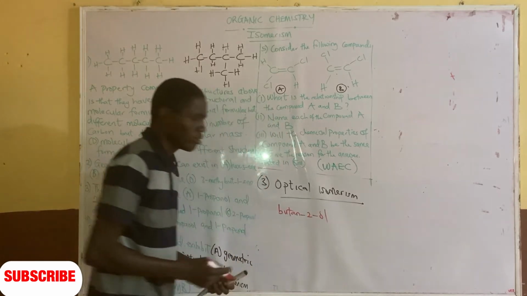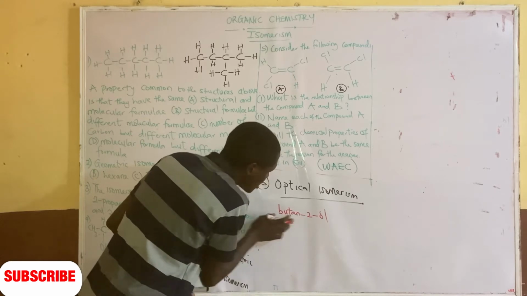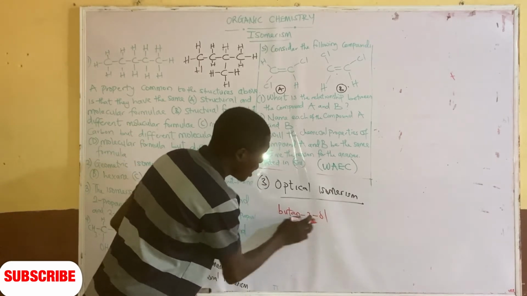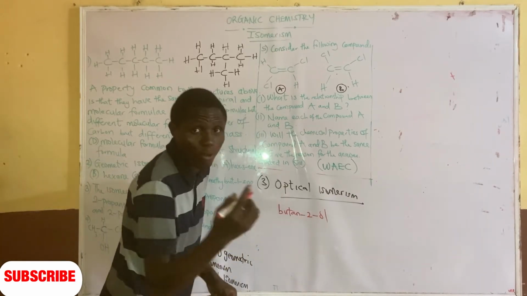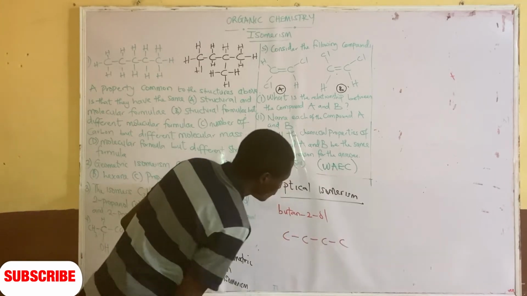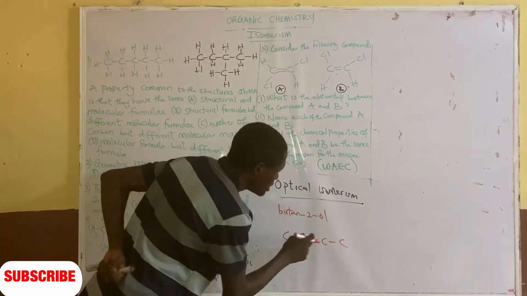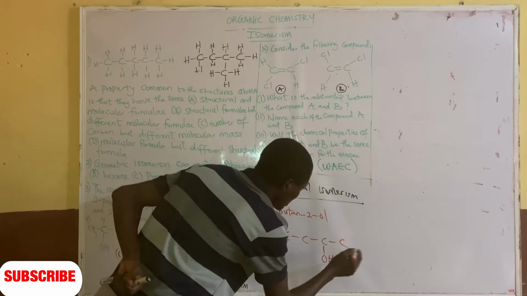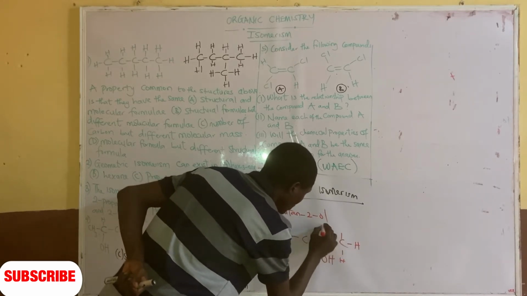Now let's check what we mean by butan-2-ol. Let's try to write it. Butan-2-ol means that the functional group here is OH, and the position of that OH is on number 2. So but- is having 4 carbons. The position of the OH is on carbon 2, so I'm putting OH here. I'm filling the rest with hydrogen. So I hope you are following.